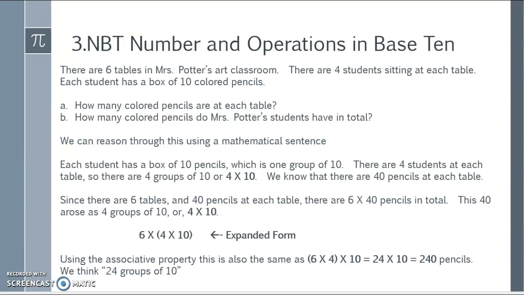Using the associative property to help us multiply a little bit easier than 40 times 6, we see that this is the same as regrouping here. 6 times 4, which is 24, times 10, so 240 pencils. We think of this as 24 groups of 10.